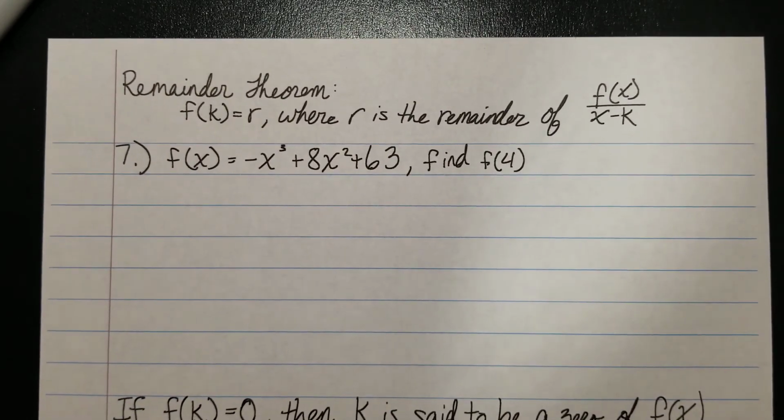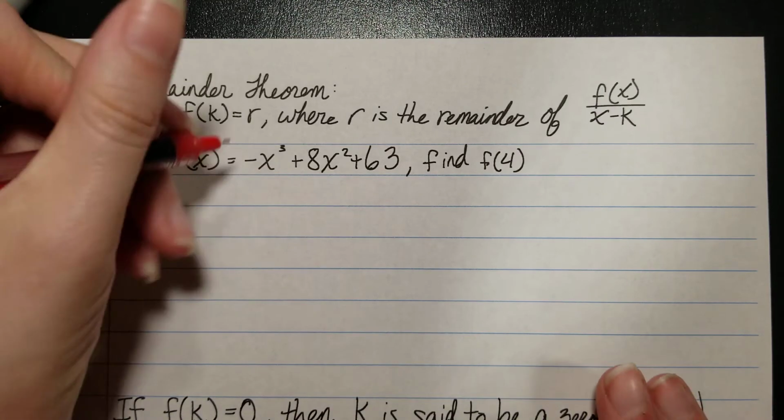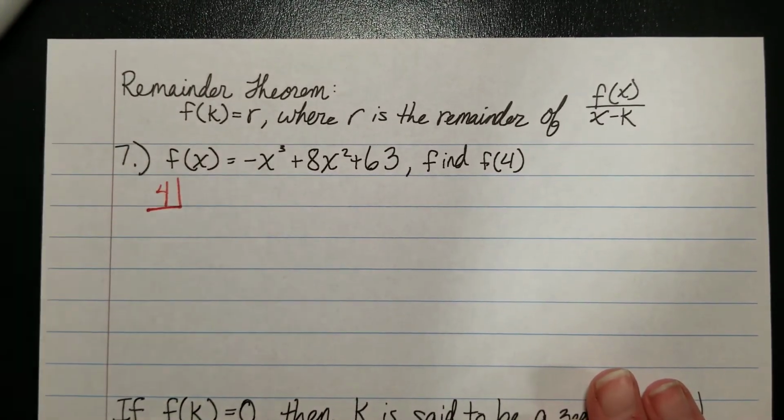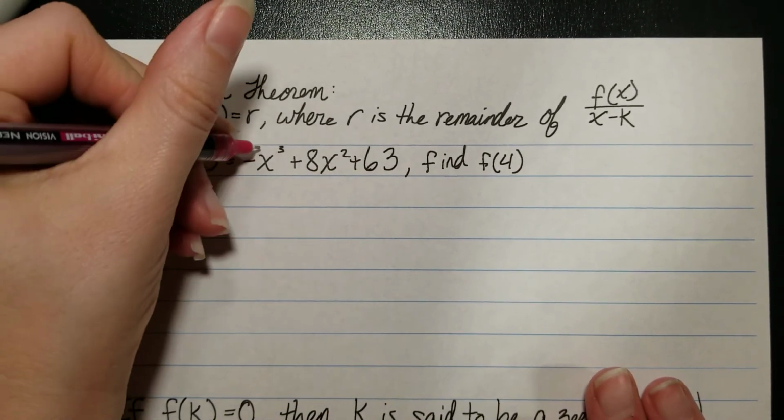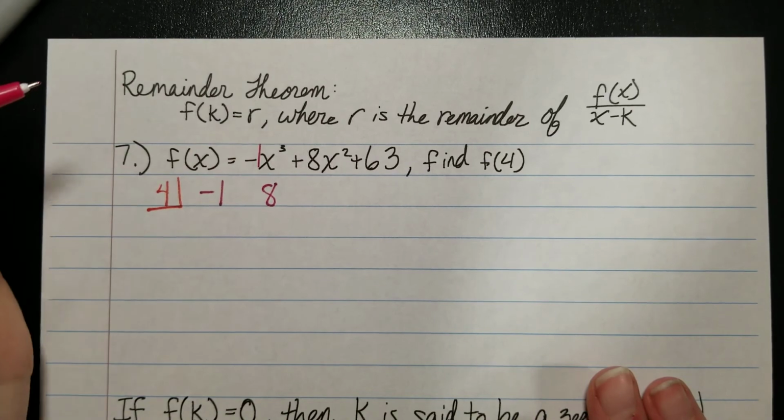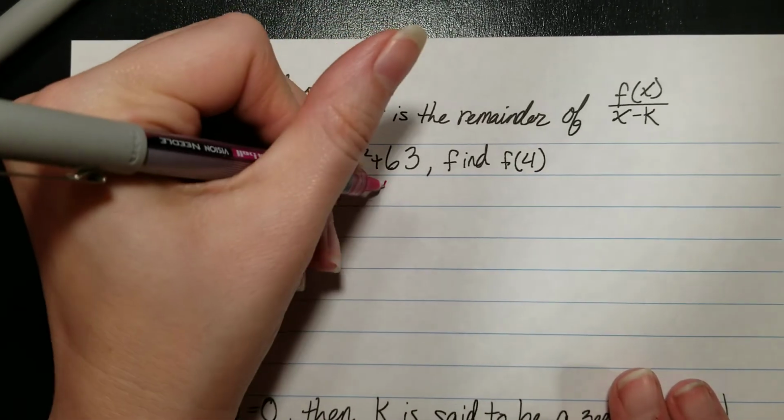Okay, the remainder theorem. The remainder theorem says that f of k equals r, where r is the remainder of f of x divided by x minus k. This is kind of just a shortcut to evaluating the polynomial at a given x value. In this case, we're going to put 4 in the box. Our coefficients will be negative 1, 8, and then it skipped the x, so we have to put a 0, then 63.